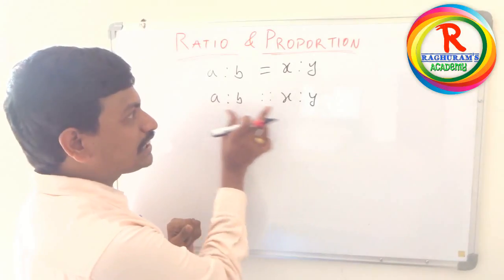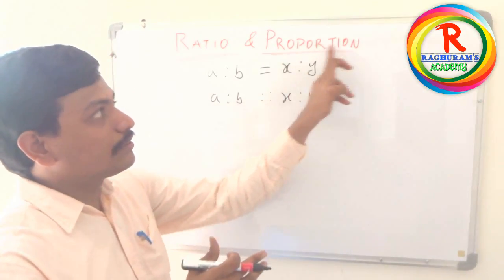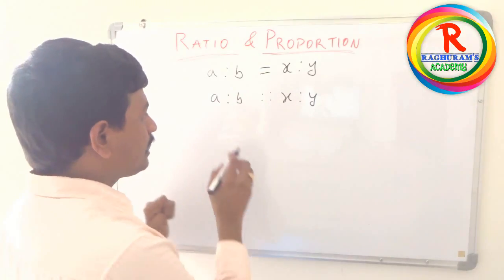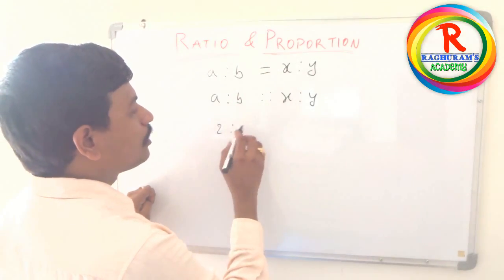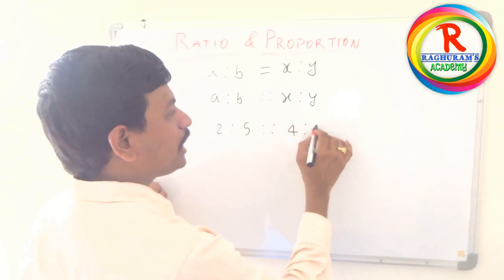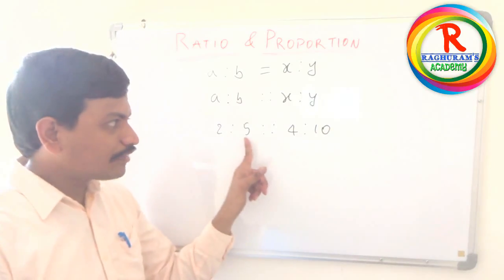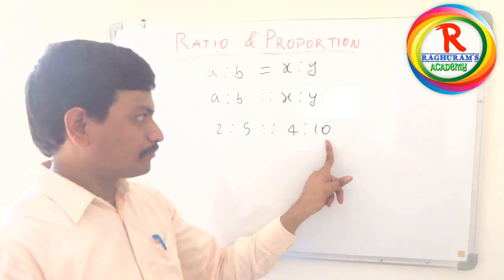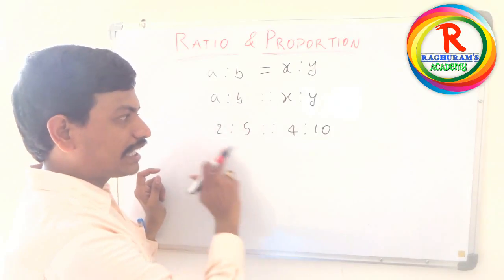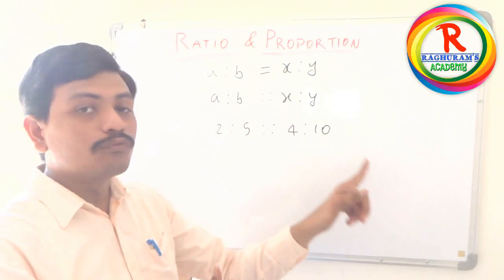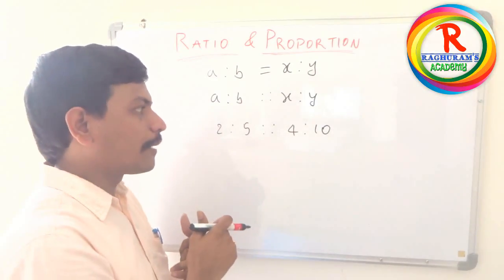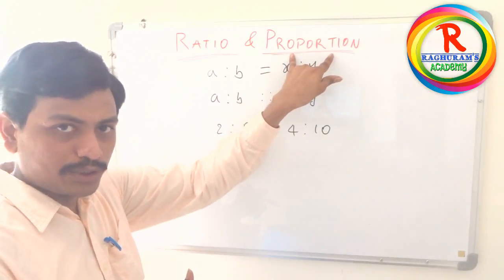To compare two ratios, we take proportion. That is, if two ratios are same, like 2 is to 5 is same as 4 is to 10. Cancelling by 2, 2 2s are 2 5s, you get the same. So 2 is to 5 is same as 4 is to 10. Two different ratios we can also compare, so we take this proportion.